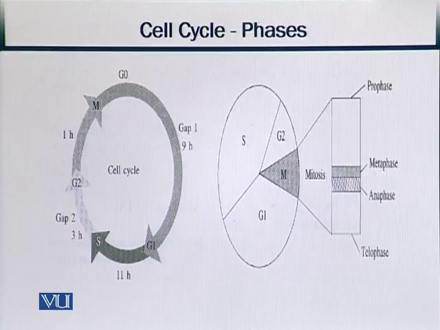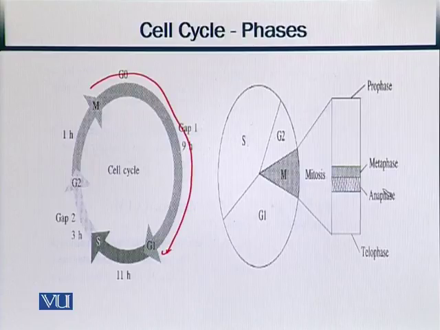Then, the cell cycle phases work with the help of time. If I divide these phases with the help of time, the first phase, G0, takes 9 hours.